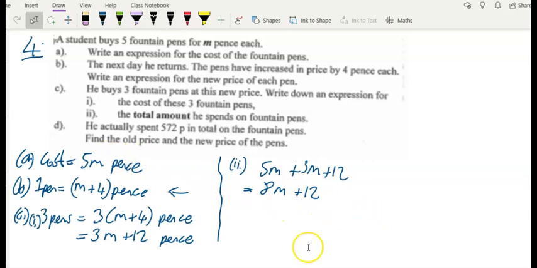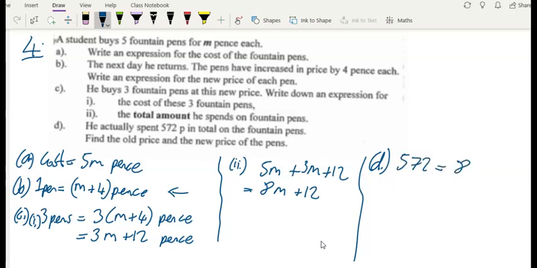The last part of this, part D, says in this one, he actually spent 572 pence in total on the fountain pens. Find the old price and the new price of the pens. So we're going to say 572 is the cost for 8m plus 12. So that was everything that he's bought so far. m, remember, is the old price. So when we work this out to find m, this will be the old price.